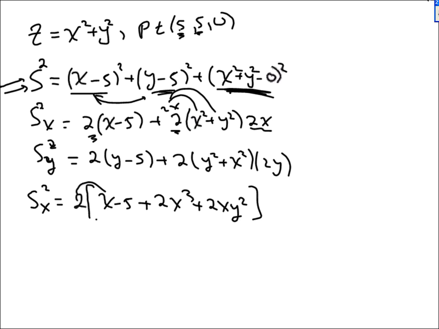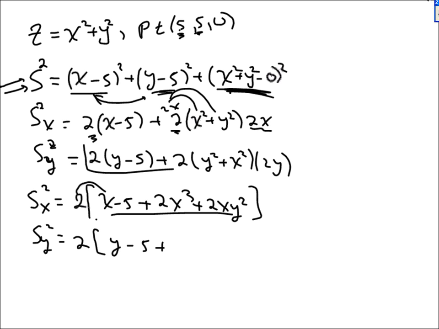Now we're going to get the same exact thing for s squared y, except x's and y's get switched. Y minus 5. So I'm not looking here, I'm looking here, except I'm replacing x with y's. Plus 2y cubed plus 2y x squared.